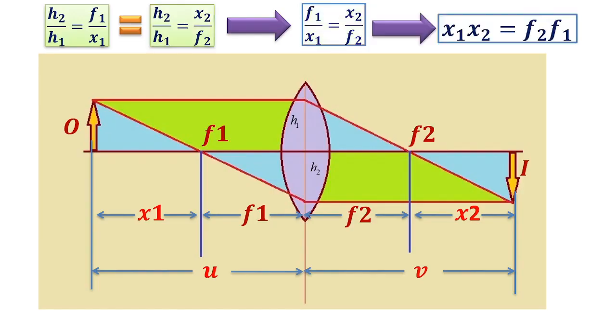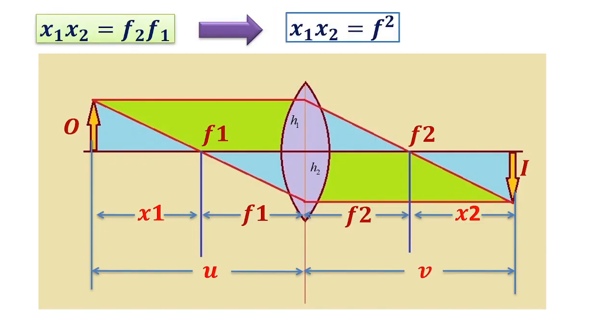That gives us x1 into x2 is equal to f2 into f1. Further, x1 into x2 is equal to f2 into f1 gives x1 into x2 is equal to f square, where f1 is equal to f2 is equal to the focal length of the lens, and that is why x1 into x2 is equal to f square. This is nothing but Newton's lens equation.